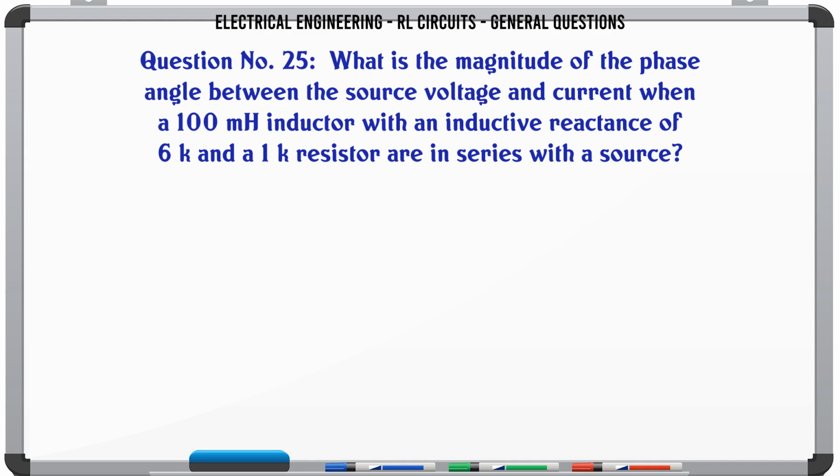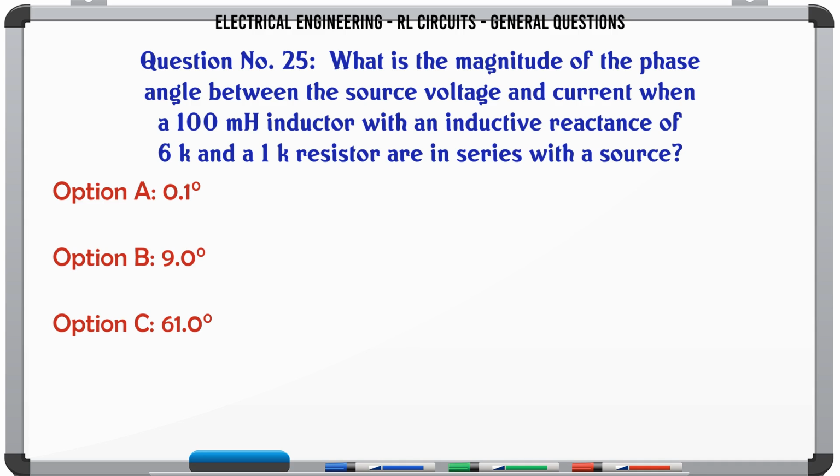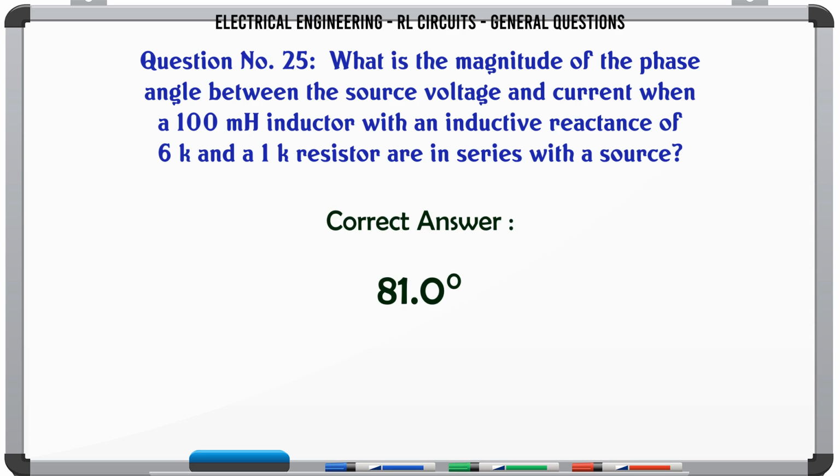What is the magnitude of the phase angle between the source voltage and current when a 100 mH inductor with an inductive reactance of 6K and a 1K resistor are in series with a source? A. 0.1, B. 9.0, C. 61.0, D. 81.0. The correct answer is 81.0.